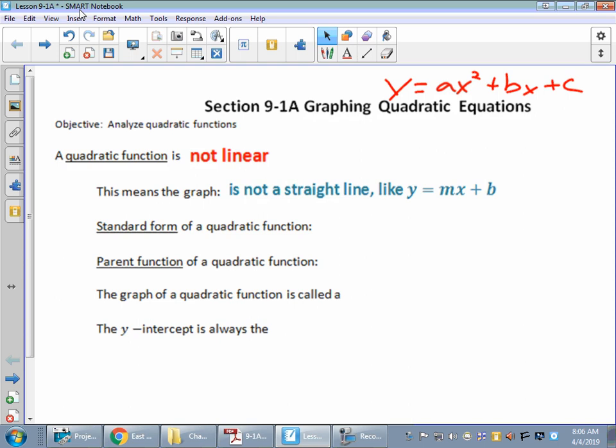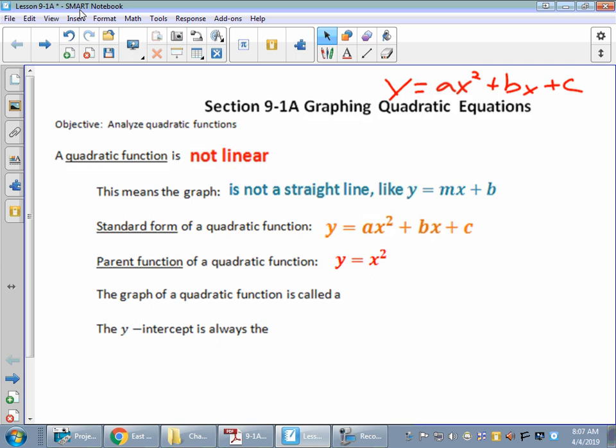That means it's not a straight line. It's not in our slope-intercept form. So it's going to have a different look to it. So our standard form of a quadratic equation is y equals ax squared plus bx plus c. And when we talk about this, our parent function, the most basic graph that you're going to see, is y equals x squared, where there's nothing in front of the x squared and nothing after it. That's the most basic one.